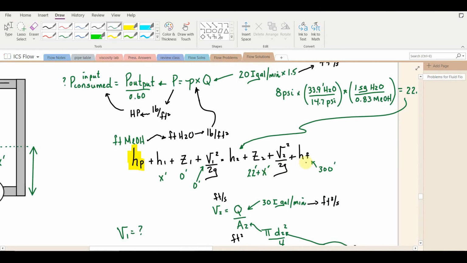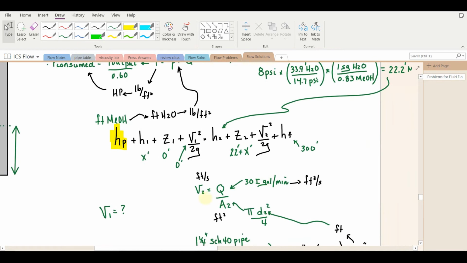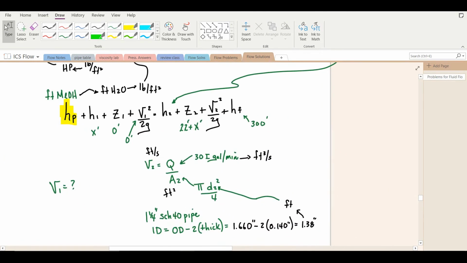We're told that we have 300 feet of head loss due to friction in the methanol. That's good, that's given. Now, the velocity, we'll need to get the velocity term because it is moving through this section of pipe. It started at 0 and now it's moving into the process. So we can't ignore that. We know that velocity is Q over A. Again, we have our flow rate of 30 imperial gallons per minute as cubic feet per second. We'll divide by the area in square feet. So the area is pi d squared over 4.